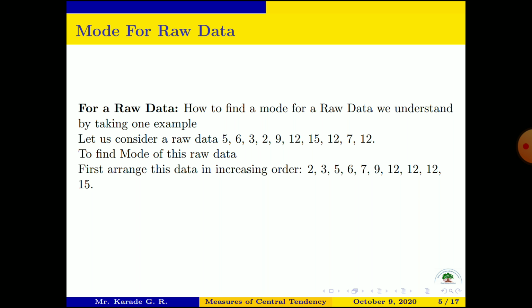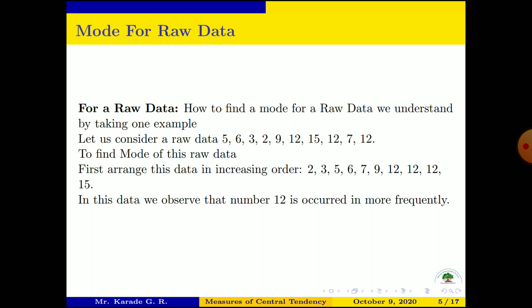Now when we arrange our data in increasing order, it becomes very easy to find a number which occurs more frequently, and that is the number which we call the mode. Here we observe that the number 12 occurs more frequently. Number 12 occurs 3 times. Therefore the mode of this data is 12.